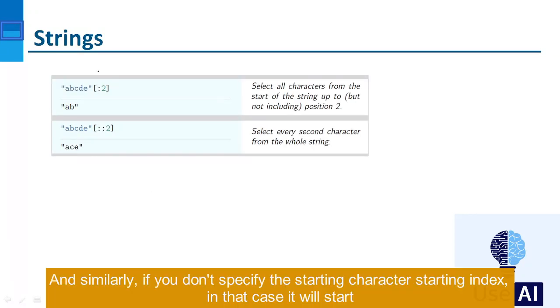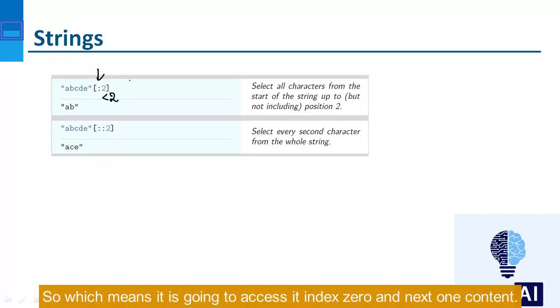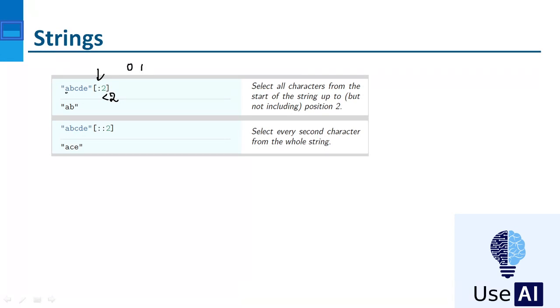And similarly, if you don't specify the starting index, in that case, it will start from index number 0 and up to less than 2. Which means it is going to access index 0 and index 1 content. So A, B will be displayed.